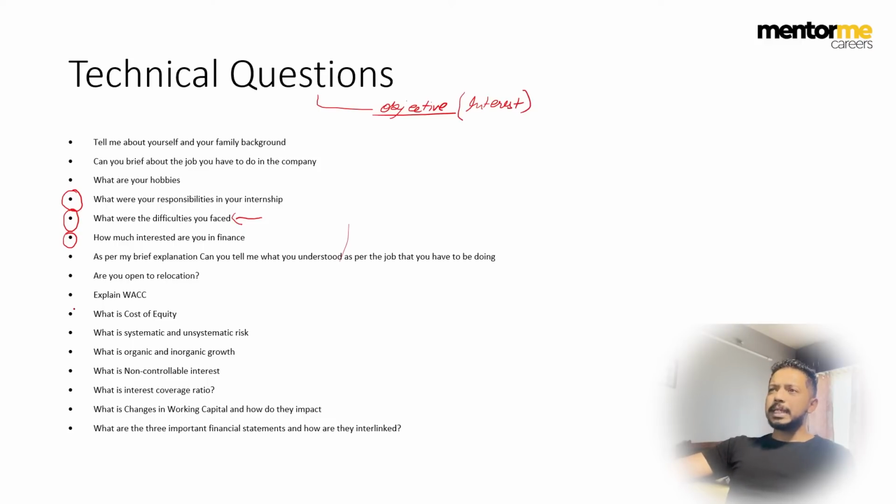Okay. Then there are obviously technical questions, and all of these are pretty obvious questions. You want to explain this not just in the form of a definition. For example, if somebody asks you what is cost of equity, you don't just answer that it's calculated using CAPM, RF plus beta into (market return minus RF). That's not what I would suggest.